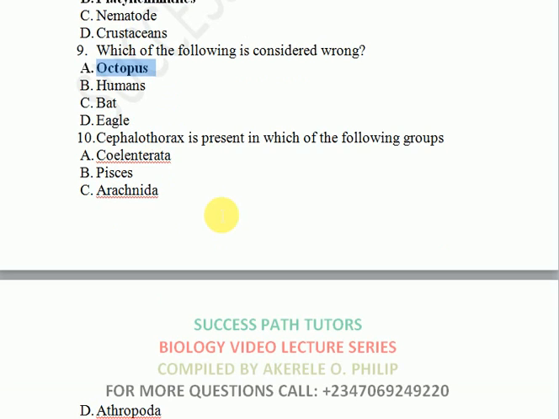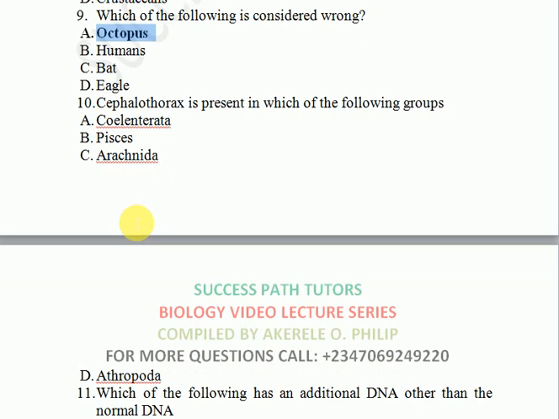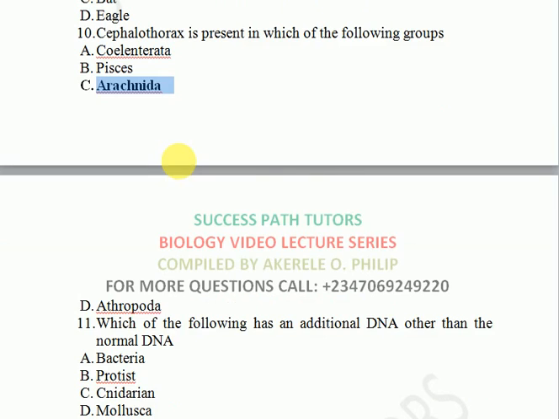Cephalothorax is present in which of the following groups? Cephalothorax is the combination of the head. Cephalo means head, thorax means chest. So which of the following has the two fused together? And that is your Arachnida. The other group which is not mentioned here is your crustaceans. They also have their head and thorax fused together.